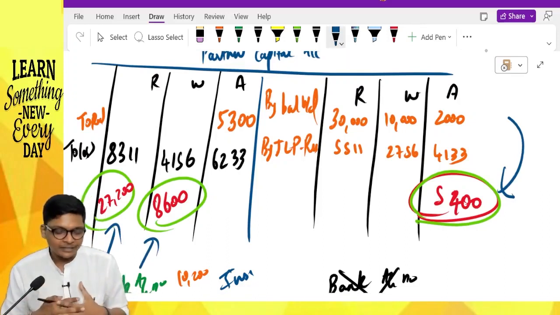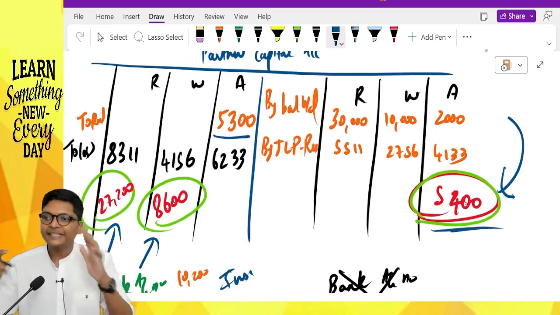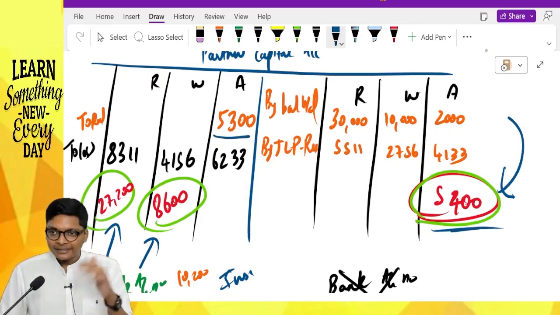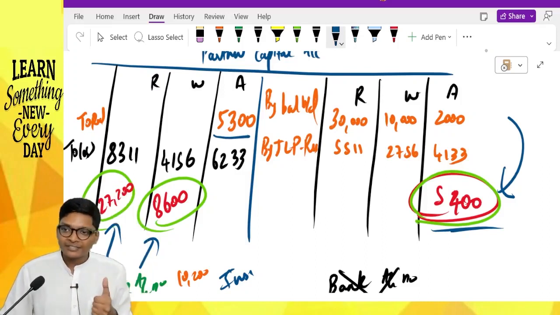Effectively, A is basically bringing in the loan he took, 5,300, almost that money, or 100 extra. So he is repaying the loan. Now we are making him repay to us instead of paying to the insurance company. Are you able to see, guys?